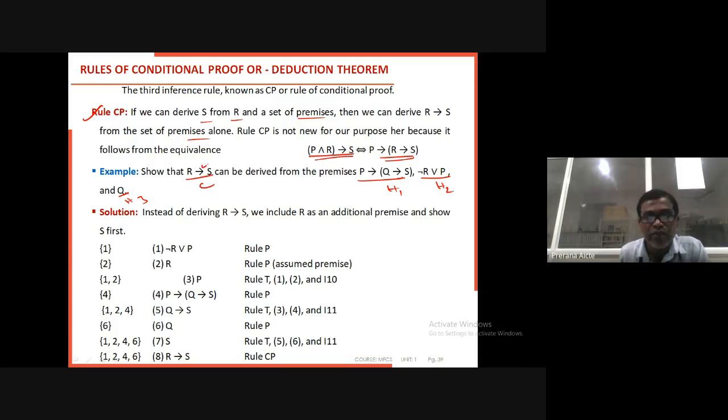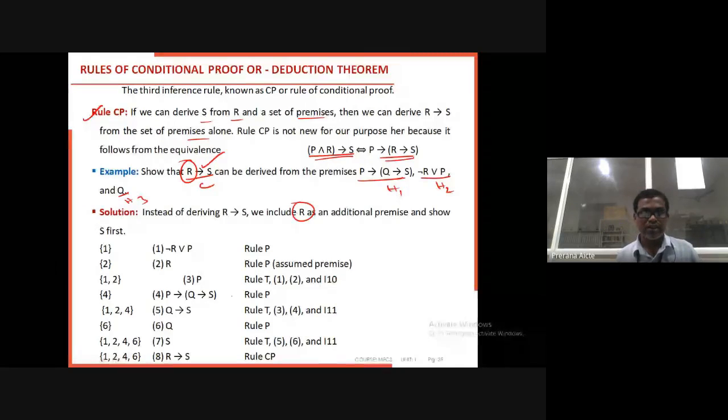Now instead of deriving this R implies S, what we can do is add R as an additional premise to the premises we have, and we can derive it. And this is the process we already know and discussed already. We can go as usual.